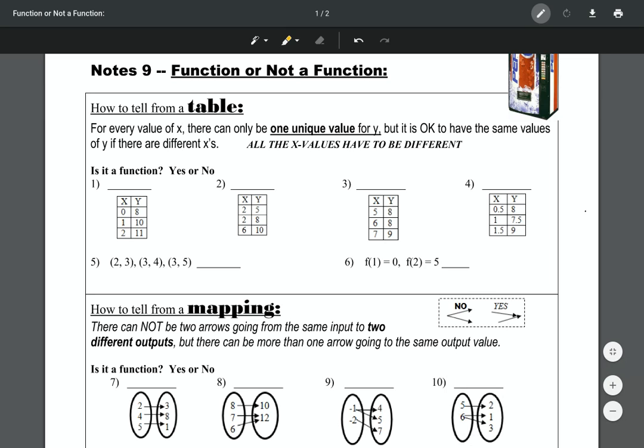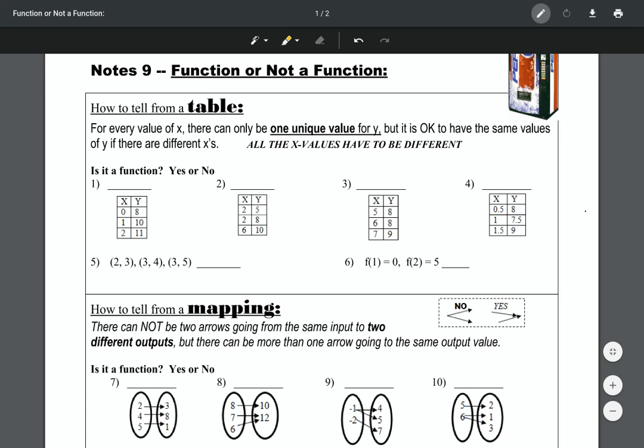So today on Notes 9, we've been talking about function notation for the last couple of notes, and today we're actually going to see if a given set of data represents a function or not a function in the situation. So how to tell from a table.